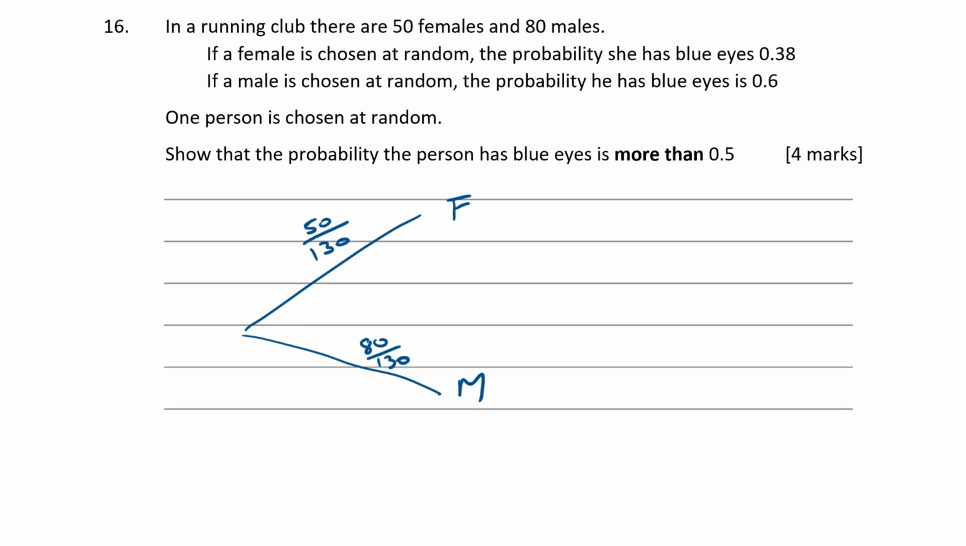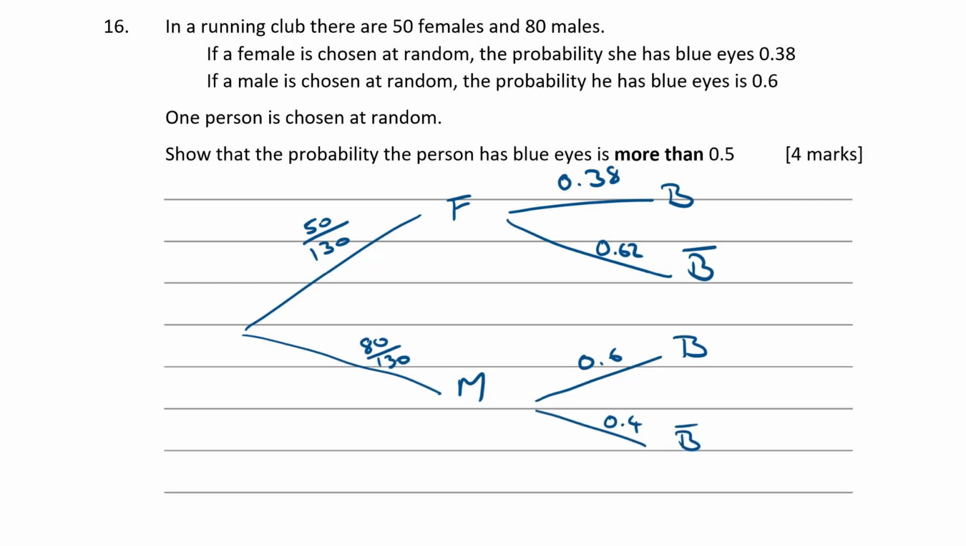If I picked a female, the probability that she has blue eyes is 0.38. So blue, that branch is 0.38, and then the other branch is going to be not blue, which would be 1 minus 0.38, which would be 0.62. And then the male branch, if chosen at random, probability that he has blue eyes is 0.6. So for that one, blue is 0.6, and not blue is going to be 0.4. So that's my tree diagram.